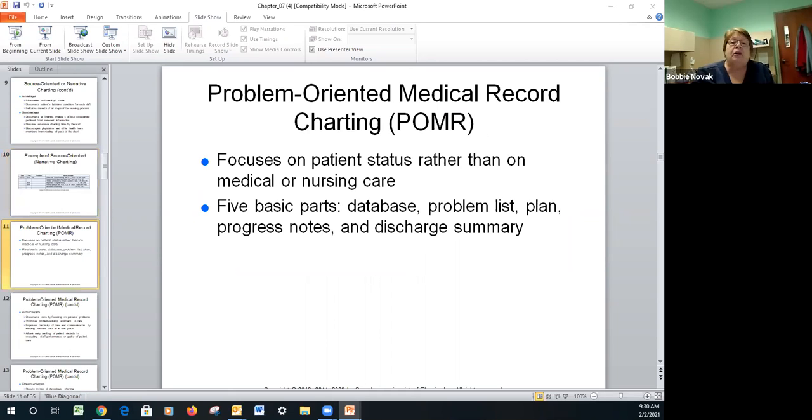The second type of charting is problem-oriented medical record charting, or POMR. Now this is focusing on the status rather than your nursing care. There are 5 basic parts: the database, the problem list, the plan, the progress notes, and the discharge summary. Each of those is described on page 88, major components of the problem-oriented medical record.